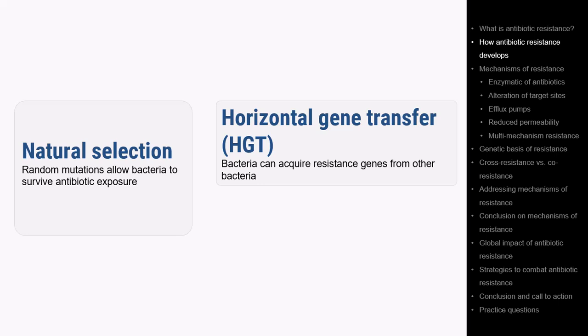This can happen in three ways: transformation, where bacteria pick up free-floating DNA; transduction, where bacterial viruses known as bacteriophages transfer resistance genes; and conjugation, where bacteria exchange plasmids, which often carry multiple resistance genes.